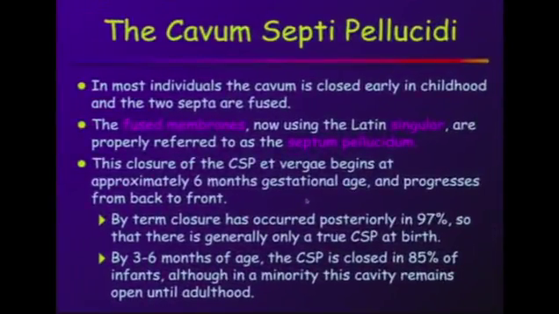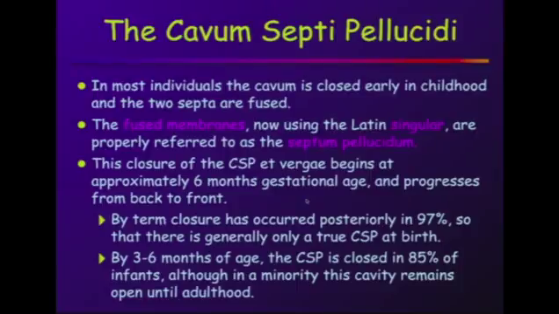So in most individuals, the cavum closes early in childhood and the 2 septa fuse. This cave starts to get smaller and smaller as the 2 clear walls come together. The 2 clear walls fuse, so now we use the Latin singular because there's one membrane. We use the singular suffix and it's now known as the septum pellucidum. This closure of the CSP and vergae begins at about 6 months of age and progresses from back to front, like a lot of things do in the brain.